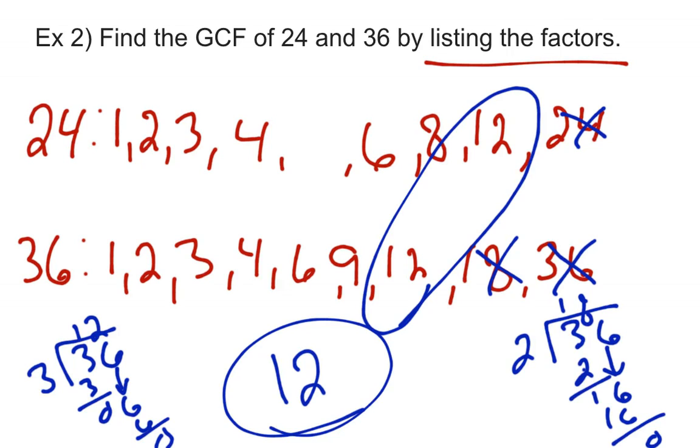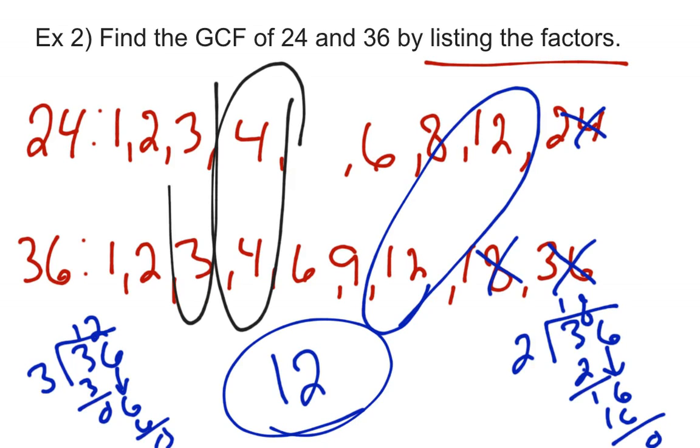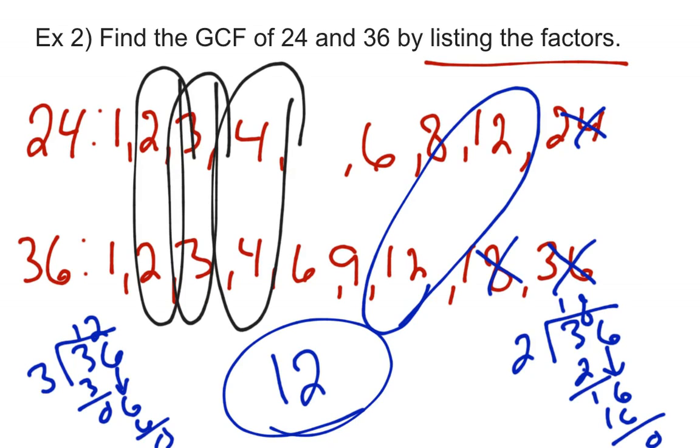Some people want to try to say, well, yeah, but they have more things in common. They have 4s in common. They have 3s in common, 2s in common, and they have 1. It's always going to have a 1 in common. But we're looking for what is the greatest one, and the greatest one is 12. So that's our answer.